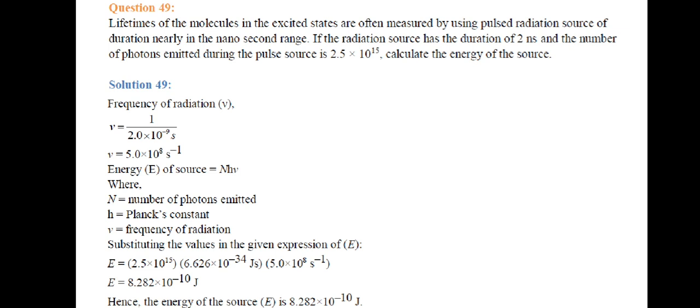Energy equals n h nu, where n is the number of photons, h is Planck's constant, and nu is the frequency, which we calculated. n is given, h we know. Putting in all the values, E equals 2.5 into 10 power of 15 into 6.626 into 10 power of minus 34 joule seconds into 5.0 into 10 power of 8 seconds inverse. We get 8.282 into 10 power of minus 10 joules. That is the energy.